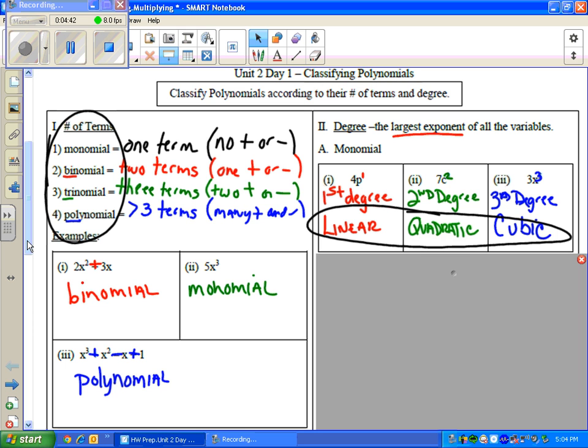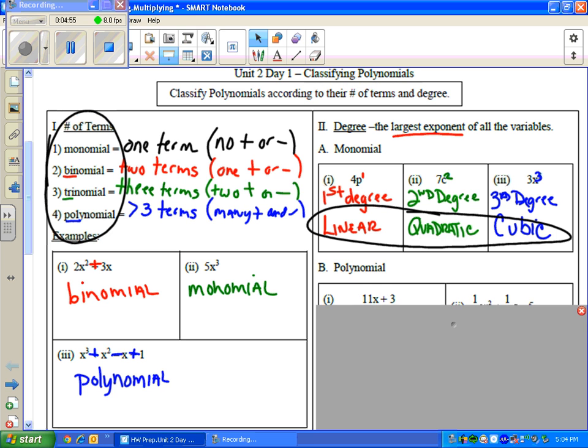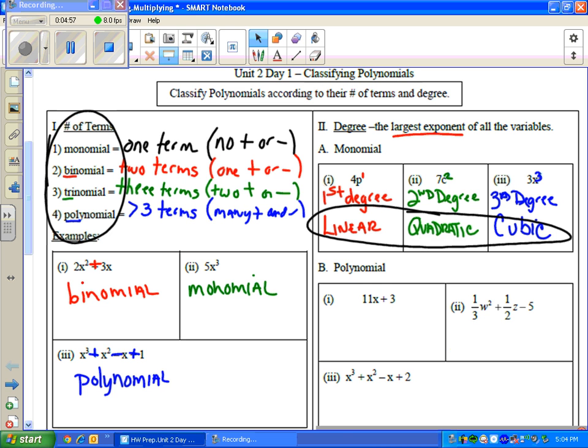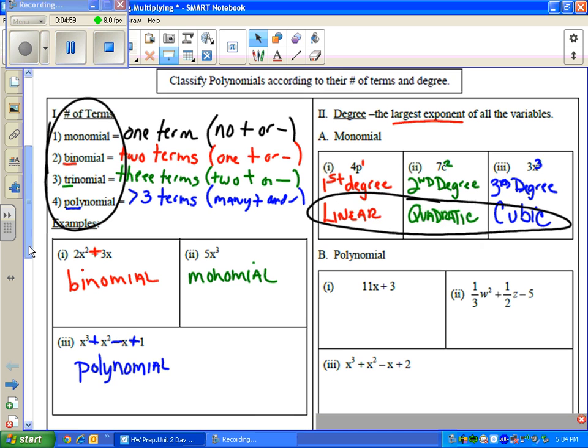We need to be able to put both of them together, and we'll do so here in a moment on these examples. So let's go ahead and put down the letter B. Like the word polynomial, this means we're going to have many terms, which means we're going to have pluses and minuses. Here's your example. All right, so take a look at number 1. Number 1 has a plus in there. It's going to separate those two terms. So two terms means we're going to have a binomial.